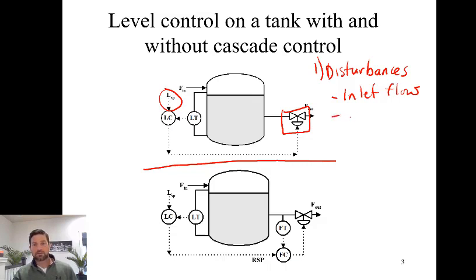Another type of disturbance could be the temperature. Again, the temperature could cause a change in density, which causes a change in level, but that would be very small. The effect would be minimal. Other disturbances could be related to the outlet flow.